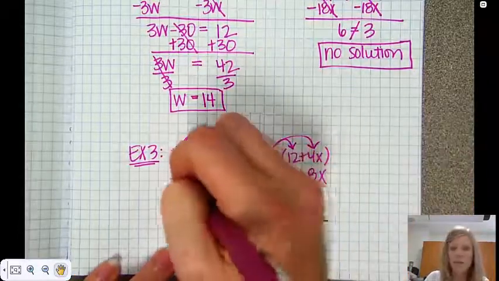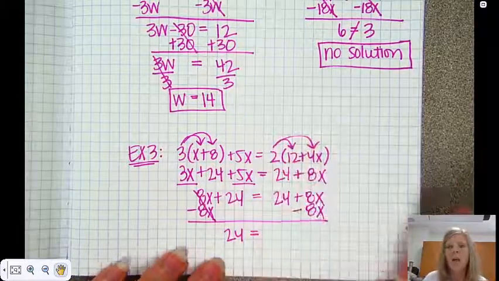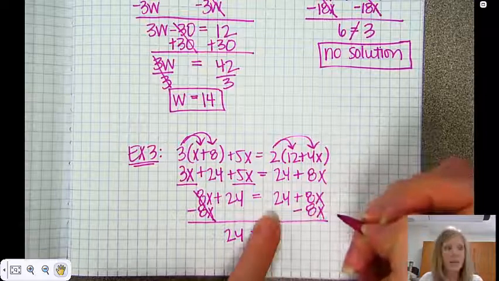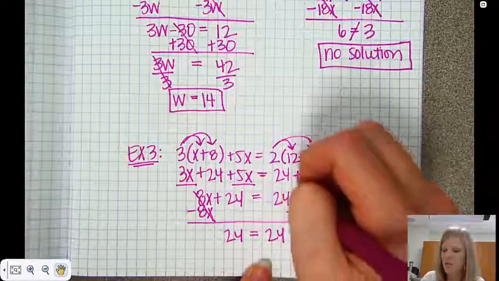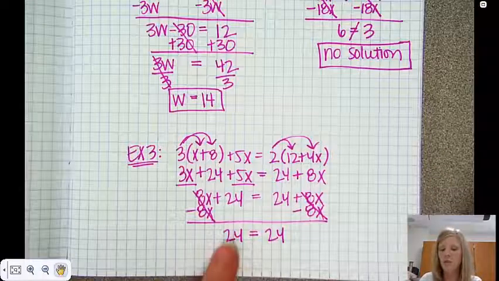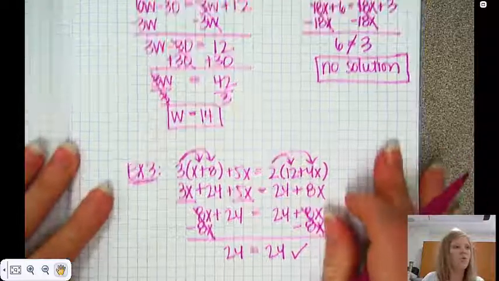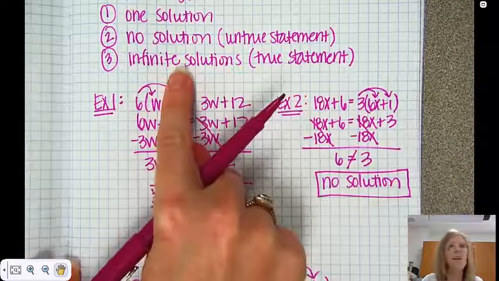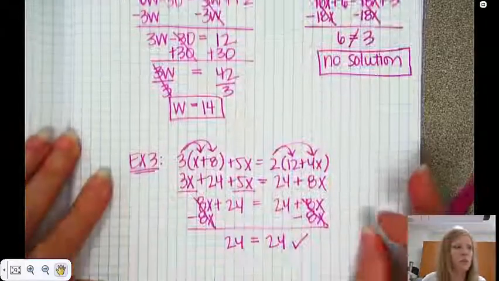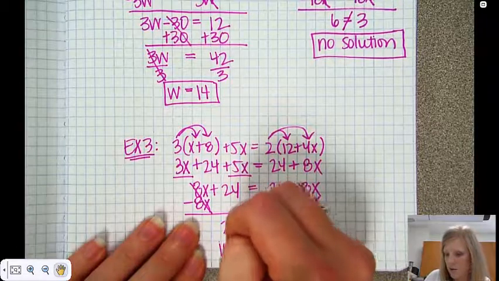When I do that, 8x minus 8x is going to cancel, bring down our 24, bring down our equal sign, bring down our next 24, and then 8x minus 8x is going to cancel. Here, does 24 equal 24? And it does, so now I have a true statement. And remember, whenever we have a true statement, our answer is going to be an infinite number of solutions. So I'm going to come down here and write infinite solutions.